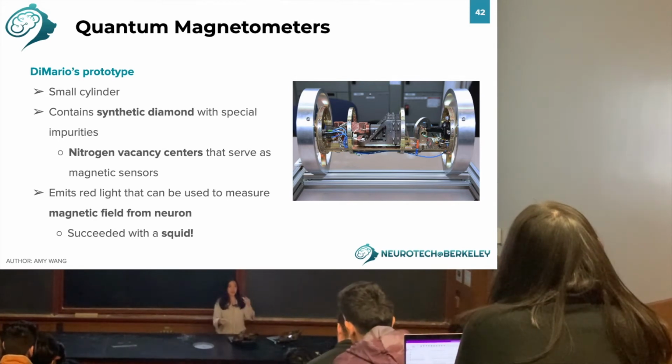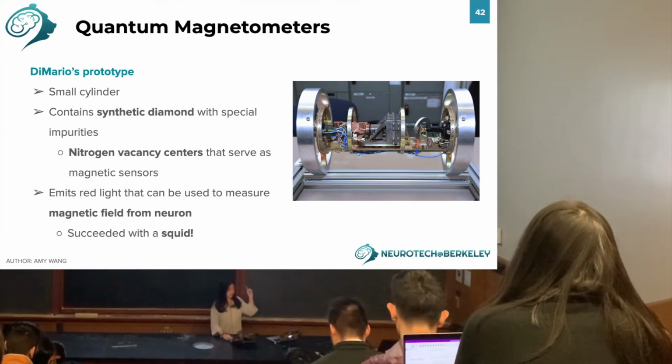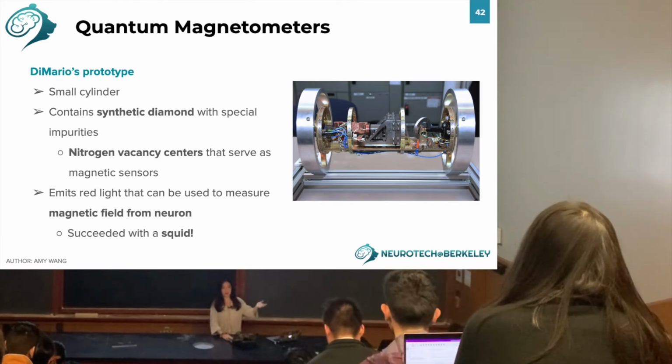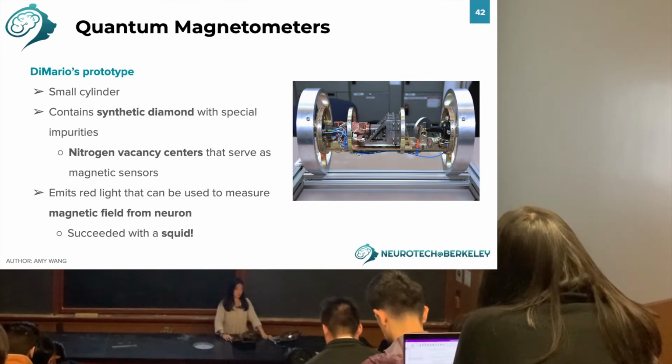When a green laser shines on the diamond, those nitrogen vacancy centers emit more or less red light depending on the magnetic field they're in. And that's how it senses magnetic fields. And they actually did manage to do this with a squid, ironically, like an animal squid, not the superconducting SQUID. But yeah, this is really promising in terms of future technology.